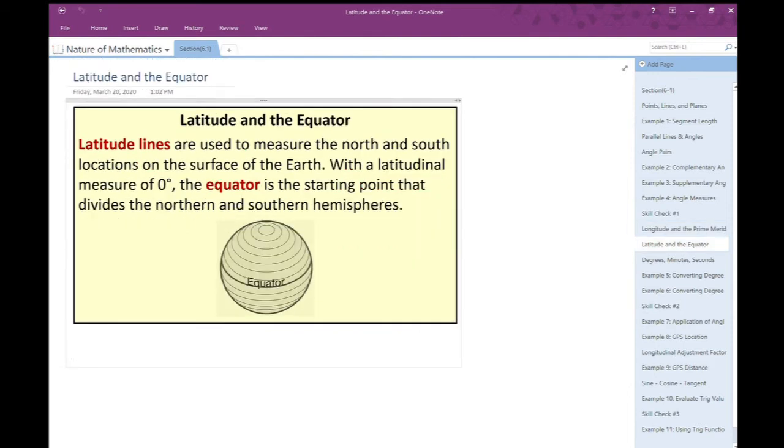Then we have latitude lines, which are used to measure north and south locations on the surface of the Earth. The latitude line of 0 degrees is our equator. Positive latitude lines are north. And negative latitude lines are south.